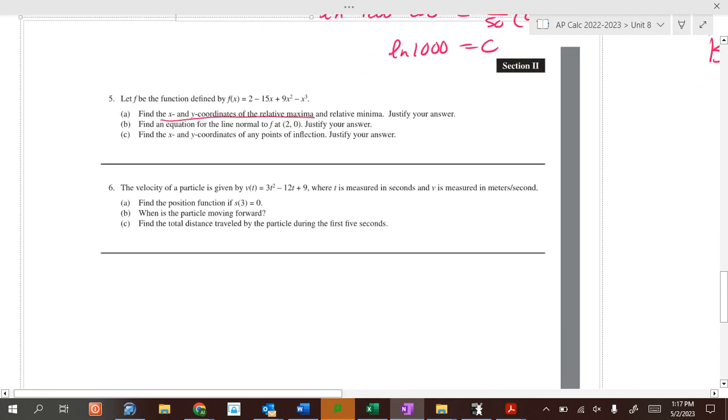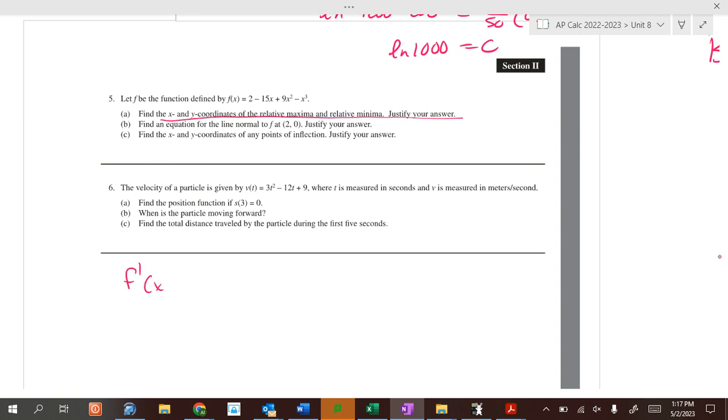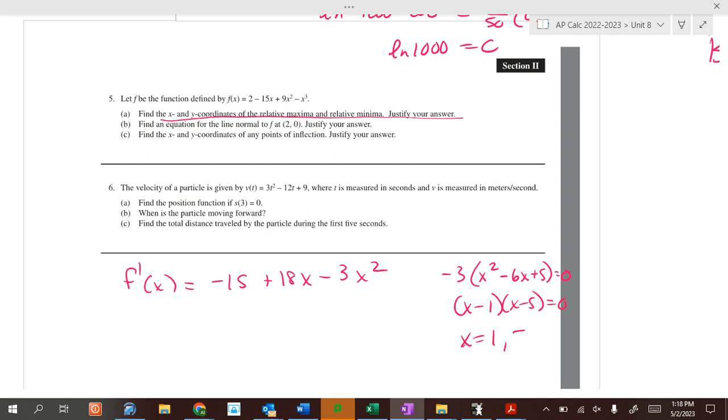Find the x-coordinates of the relative minimum and maximum and justify your answer. When you see relative minimum and maximum, it is derivative. First derivative of the function equals negative 15 plus 18x minus 3x squared. Factor out a negative 3, and you get x squared minus 6x plus 5 equals 0. So it's x minus 1, x minus 5 equals 0. So x equals 1 and 5.